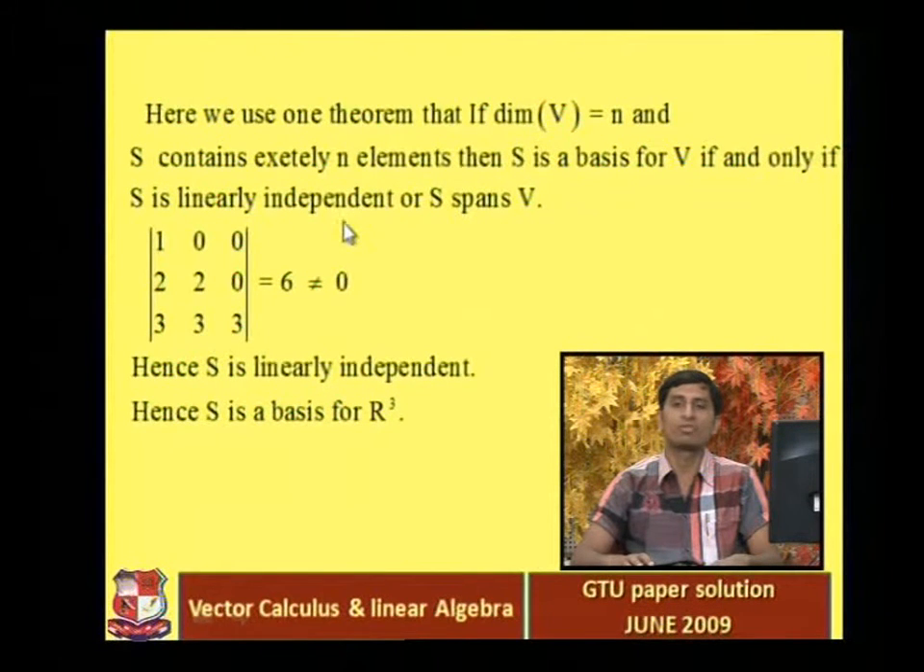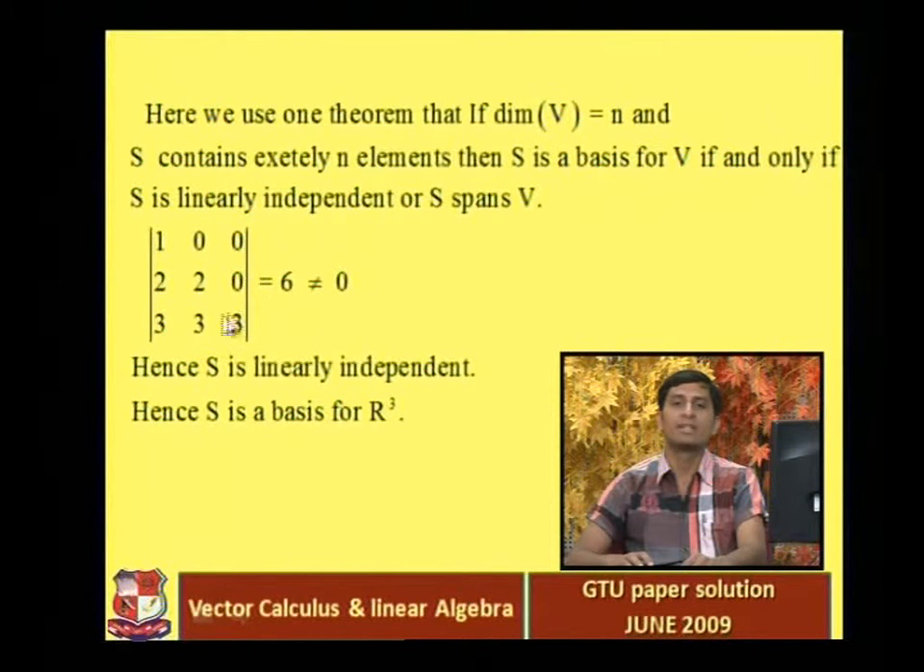Because the same situation happens here: the dimension of R3 is equal to 3, and S contains exactly three vectors. So using this theorem we only need to prove either linear independence or span. But it's easy to check whether the given three vectors are linearly independent or not using the determinant method. The first vector is (1, 0, 0), the second vector is (2, 2, 0), and the third vector is (3, 3, 3).